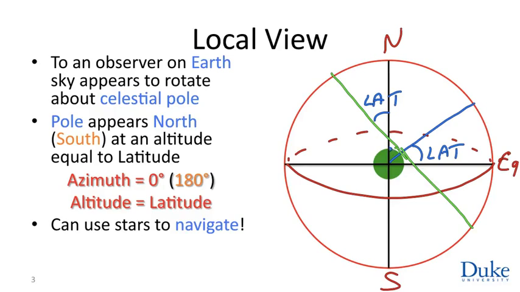Clearly, if you're at the pole, then your latitude is 90 and the pole is directly overhead. So you can use some understanding of the stars to figure out where you are and in what direction you're going. Stars are very useful for navigation.